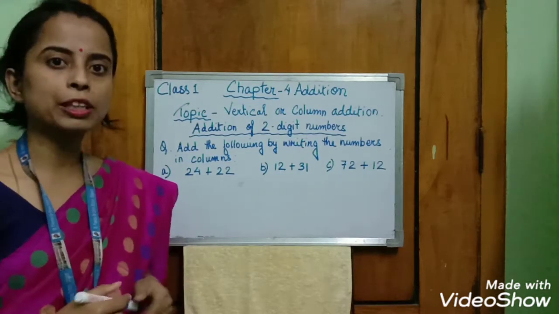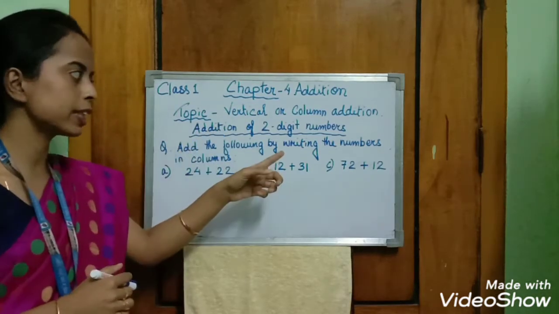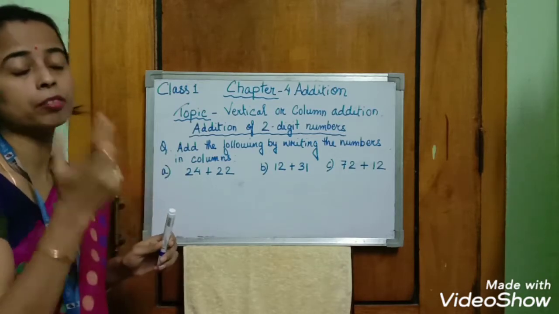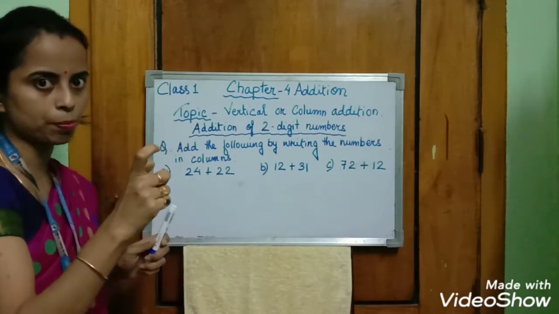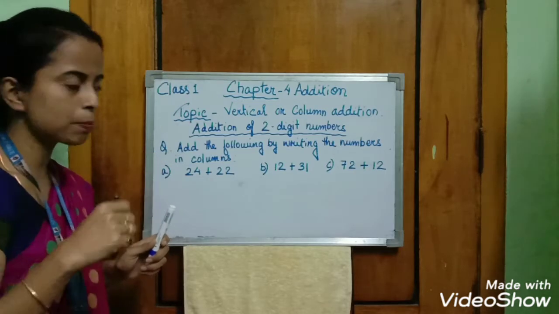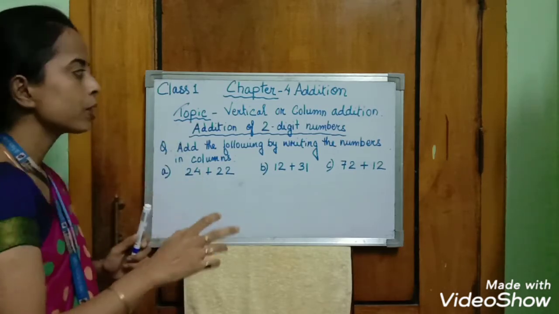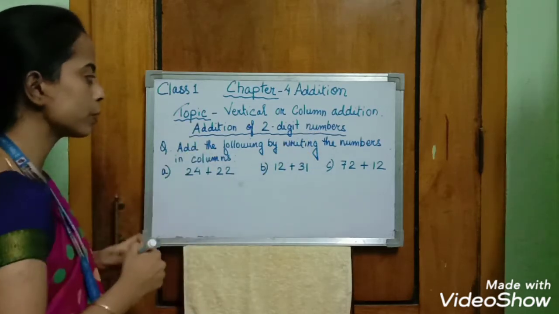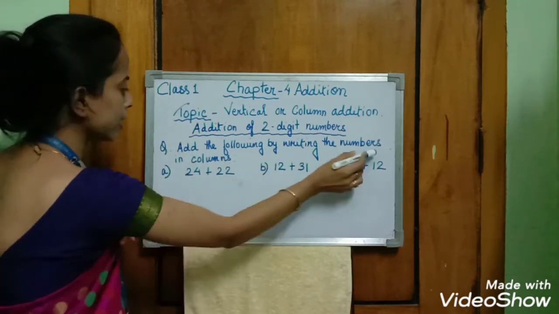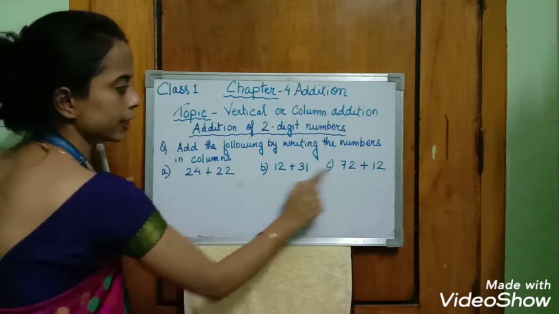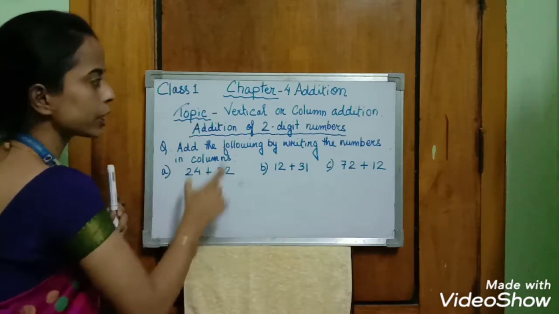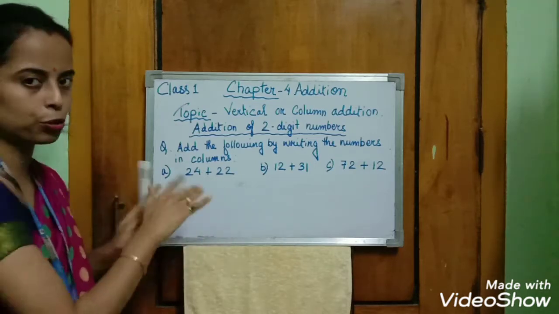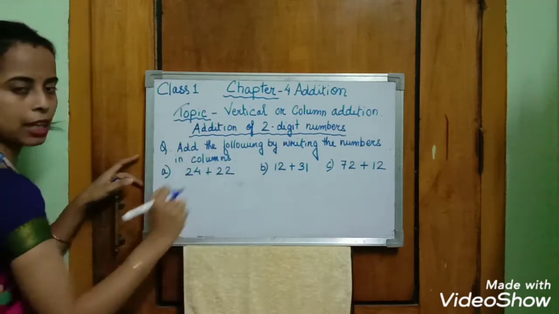So children, now I will show you addition of 2 digit numbers. Just now I have shown you how to add single digit numbers by writing them in column or a vertical way. Now I will show you addition of 2 digit numbers. What is the question here? Add the following by writing the numbers in column. These are all 2 digit numbers. Now we will do it in vertical or column addition. So 3 examples I have taken.